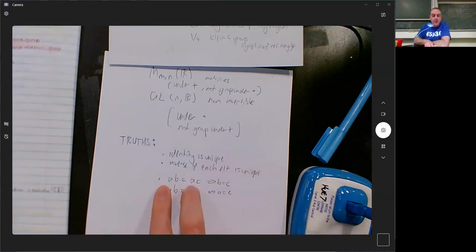So you can cancel out from the left side and cancel out from the right side. The reason why we care about this is it's a shortcut. You're allowed to just do this now. These are truths.